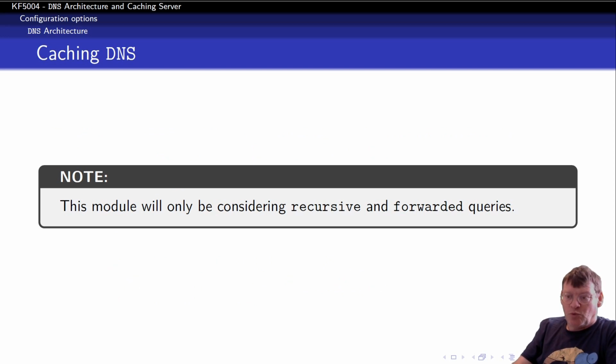In this module, we will only be looking at two things: recursive and forwarded queries. Recursive queries means that the request is forwarded on. And forwarded means that if a query is made that can't be answered locally, it will pass the queries on to specific servers. Recursive, it will pass it on to additional servers, but it's normally the root hints. In our case, we're going to be looking at getting answers from other machines.